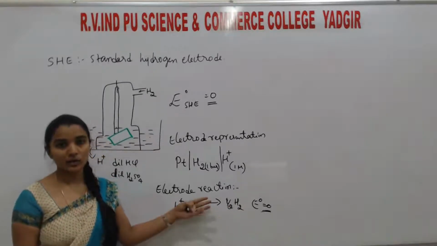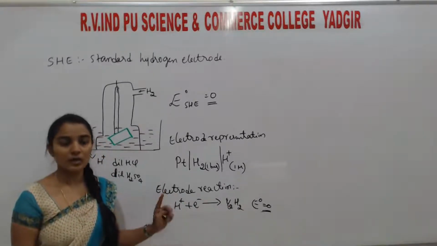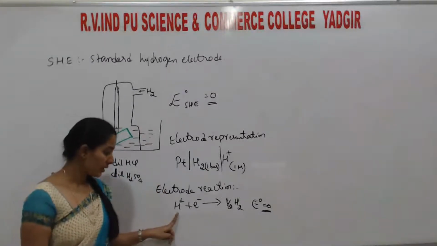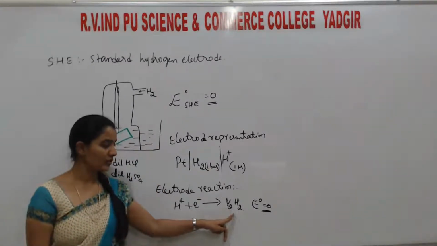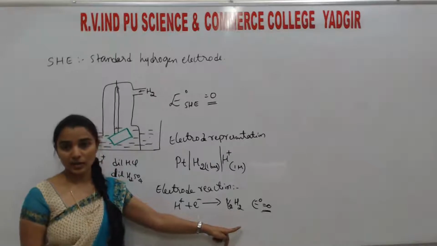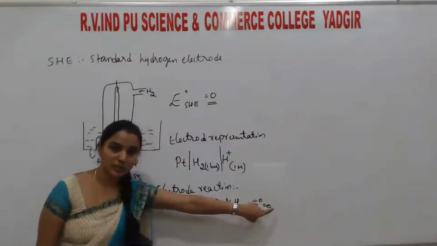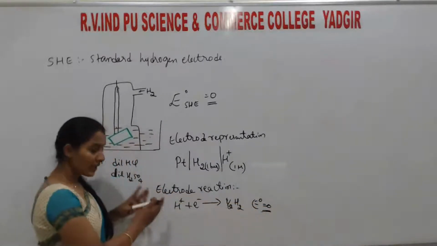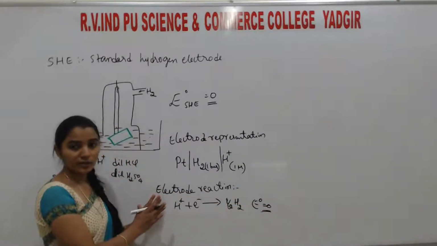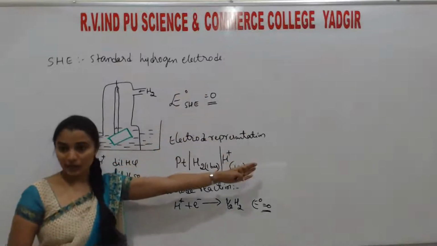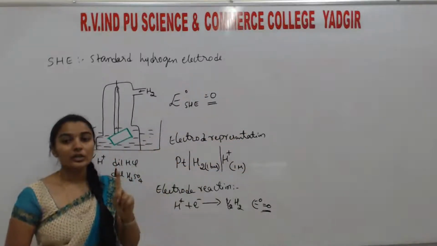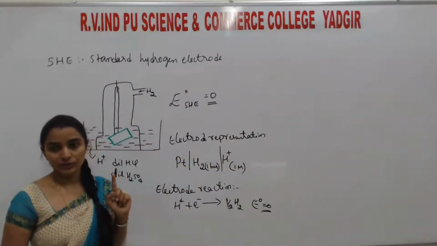Here nothing is anode, nothing is cathode. The reaction is the same, only one reaction is happening. So the reaction is H plus plus electron gives rise to half H2. This is the standard electrode reaction. So the E naught value for that is how much? 0. So by taking this SHE as a reference, we can easily calculate EMF of the individual electrodes.